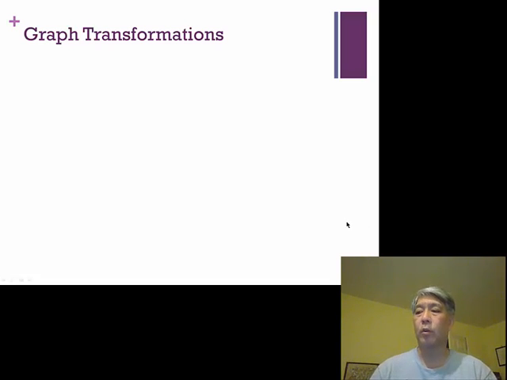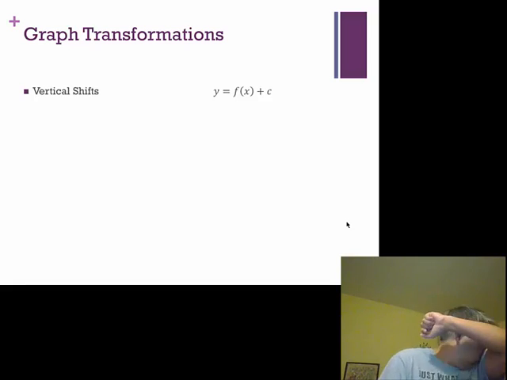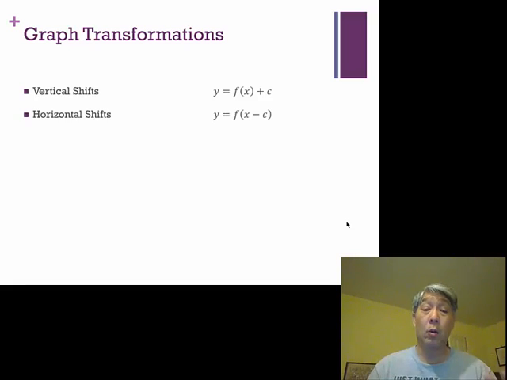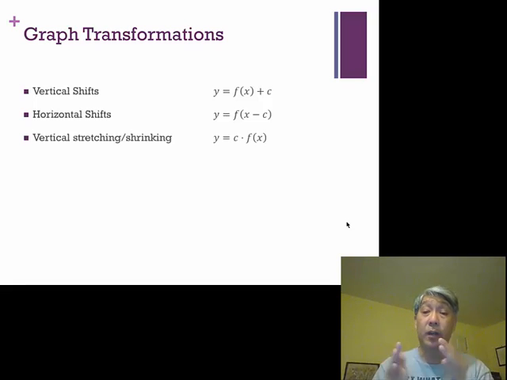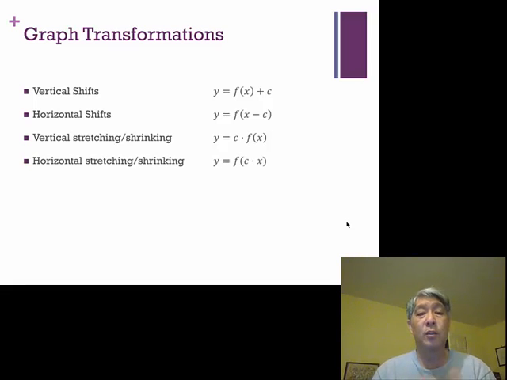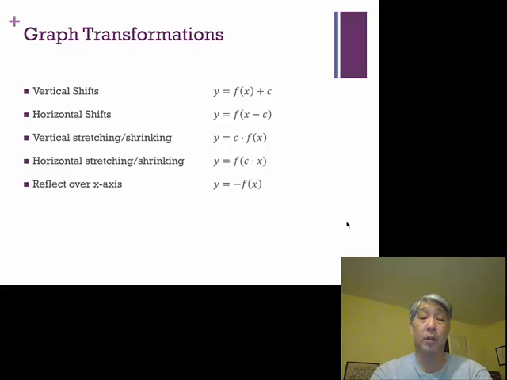Today's talk is going to be about graph transformations, or going from one graph to a graph that looks similar but located somewhere else or slightly different shape. To do that, we're going to be doing vertical shifts, horizontal shifts, stretching it along the vertical axis or shrinking it along the vertical axis, stretching it and shrinking it along the horizontal axis, and then we have two other ones which are reflections over the x or the y-axis.